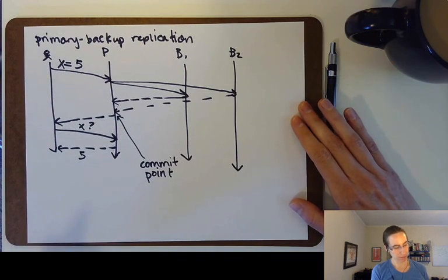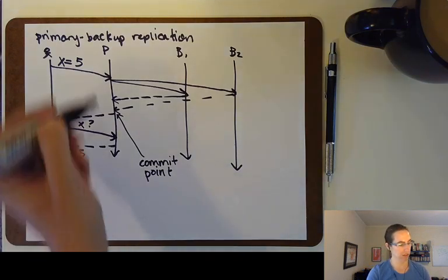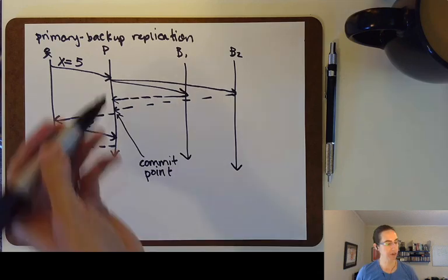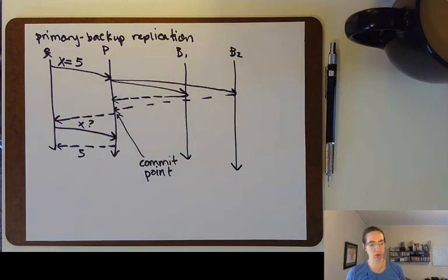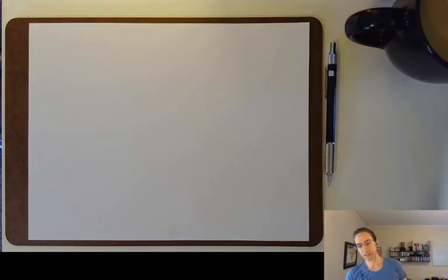So primary backup has some problems. One of the problems is that the primary node has to handle everything, which doesn't do anything to take any of the burden off the primary, which was one of the goals of doing replication in the first place. So chain replication was invented.